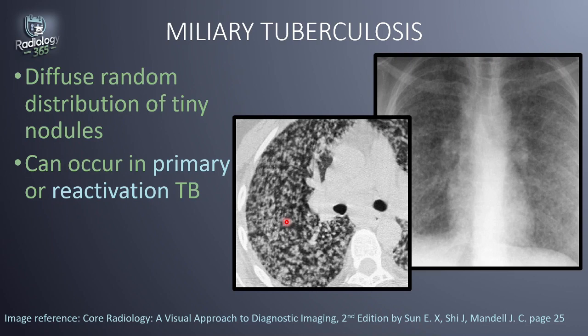But for post-primary TB, you would usually have cavitary lesions, and for healed TB, you would have scarring and loss of lung volume. Miliary TB would show multiple miliary nodules. So I hope that puts things in perspective.